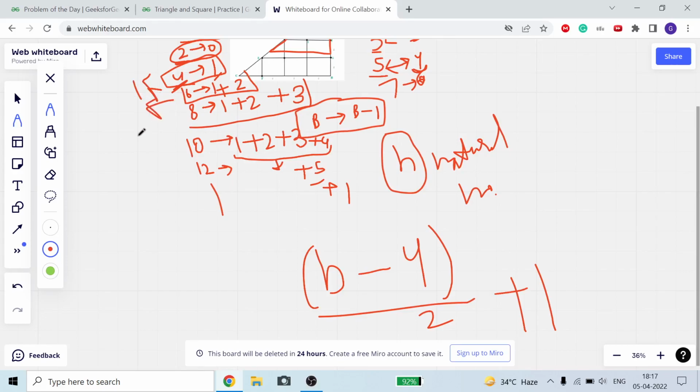For 6, it is 6 minus 4, which is 2, 2 divided by 2 is 1, 1 plus 1 is 2. Similarly for 8 it is 3, for 10 it is 4. And so our n is equal to 1 for b equal to 4. So here you need to find n.